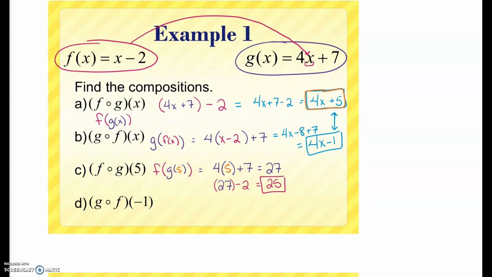g of f of negative 1, you would do that backwards. So you're going to do g of f of negative 1. So plug negative 1 into the f function, get your answer, then plug that answer into the g function to get your final answer. Pause the video, try that one on your own.